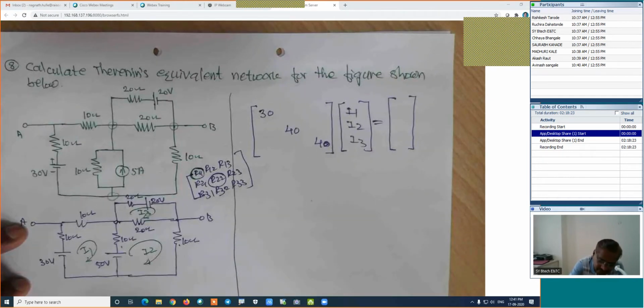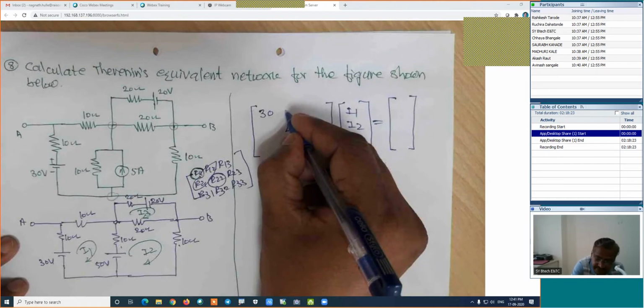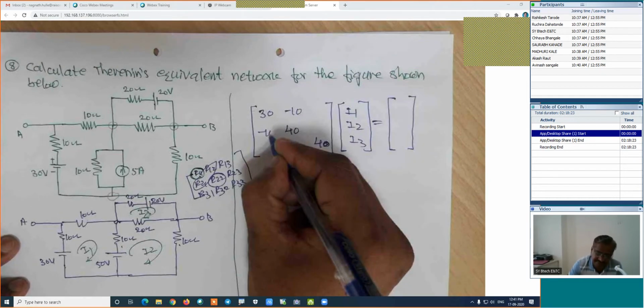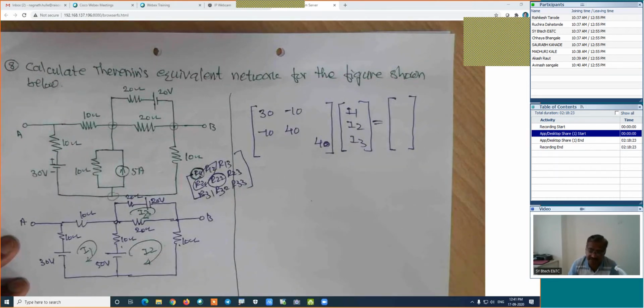Then I will find out these two, R12 and R21, the resistance which is common for the first and second loop. This is the first loop, the second loop. Common is 10. It is minus 10. This is minus 10. Is it right?